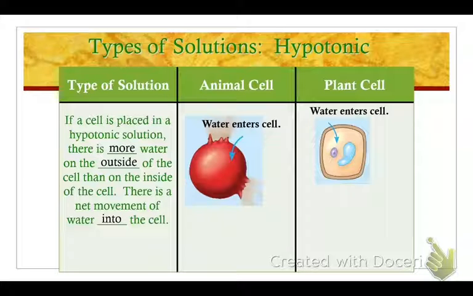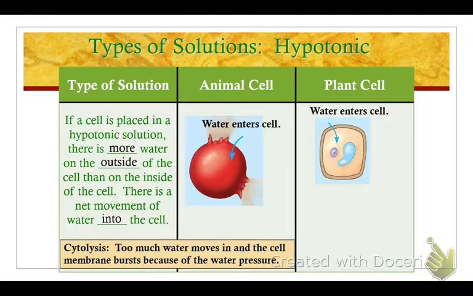And if you put too much water in, what happens to your cell membrane? Boom. We call that cytolysis. Too much water moves in and the cell membrane bursts. Notice that this is just for animal cells. That's why it's only under the animal cell side.